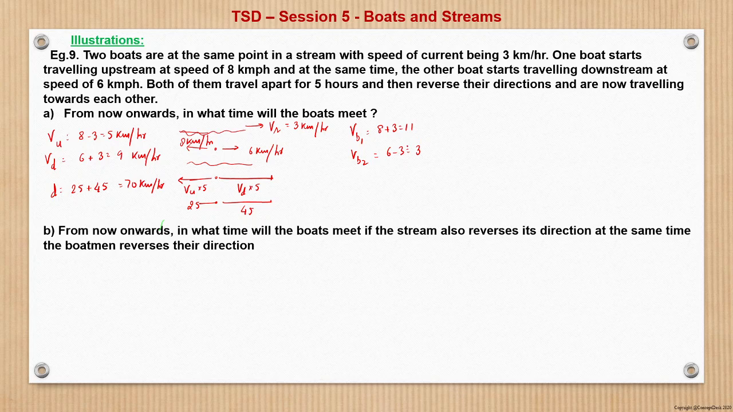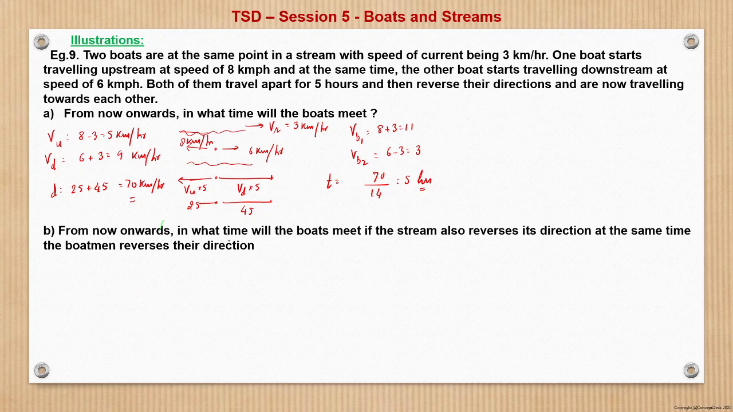Both the boats will be moving in opposite directions, and they have to cover a distance of 70 km to meet. So in what time will they meet from this reversal point? They will meet in 70 upon 11 plus 3, which is 14, which is again 5 hours. So an interesting thing here. We'll come to this after solving part B. Now let us move to part B.